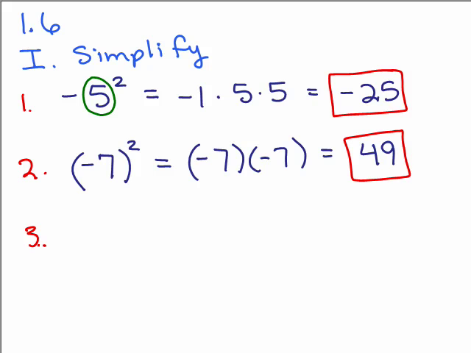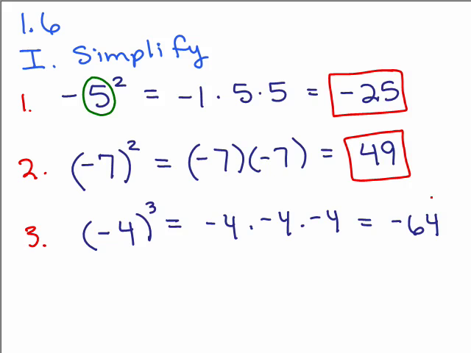Okay, let's go to number 3. This is similar to number 2, except you've got it raised to the third power. You're cubing something. So again, the base is negative 4, so we have negative 4 times negative 4 times negative 4. So the answer is negative, and 4 times 4 times 4 is 64. So the answer is negative 64.